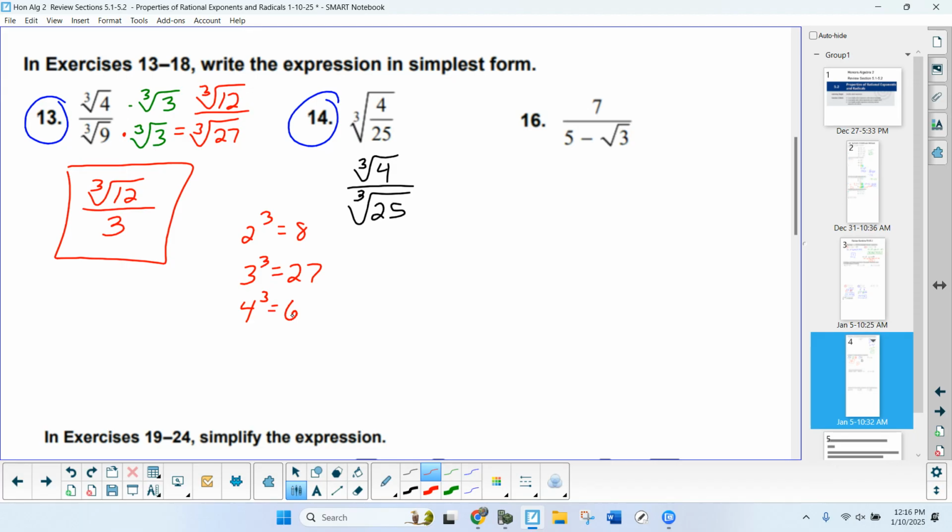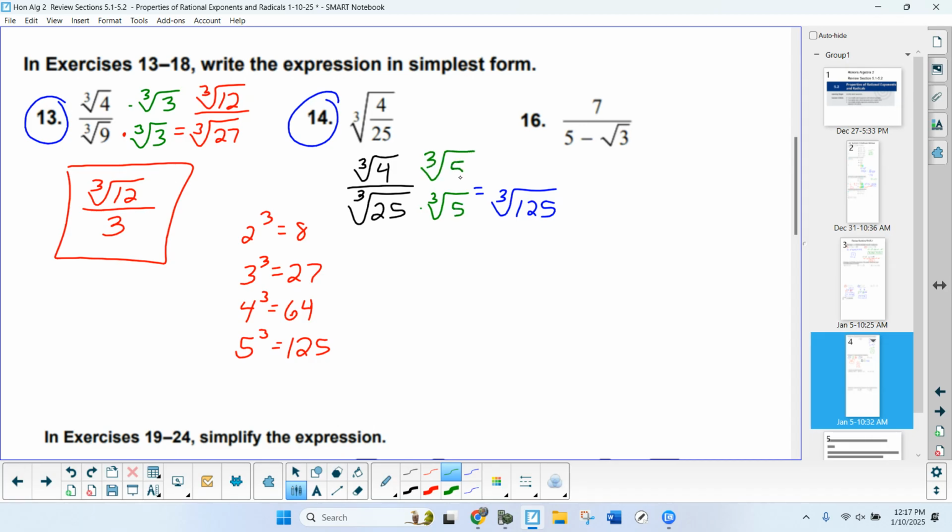16. Wait, no. 4 times 4 is 16. Times 4 is... 64. Okay, can you turn 25 into 64? No. What's 5 cubed? 125. Can you turn 25 into 125? Yes. We can turn this into the cube root of 125 if I multiply by what? 5. Cube root of 5.